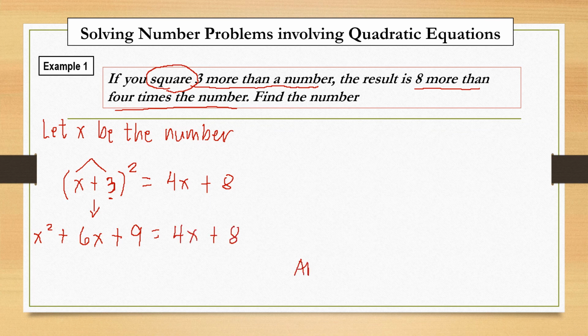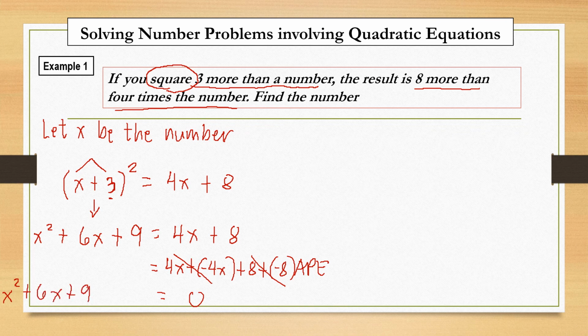By addition property of equality, we add negative 4x and negative 8 on both sides of the equation. 4x plus negative 4x plus 8 plus negative 8. So the right side of the equation will be equal to 0. x squared plus 6x plus 9 plus negative 4x plus negative 8. The left side of the equation now becomes x squared. Okay, let's combine like terms, 6x and negative 4x, that is positive 2x.